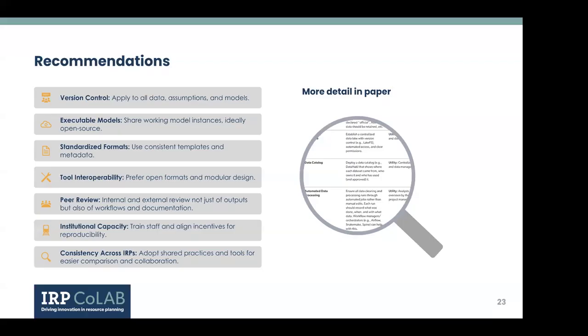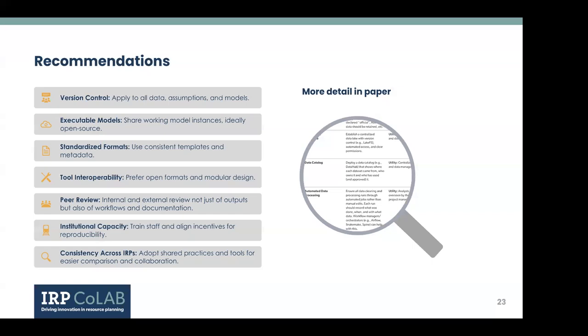Other recommendation, peer review. Of course, peer review happens within IRP processes very extensively, but peer review tends to be a review of the outputs, of the reports that are produced. It is really helpful, and we're seeing that, for instance, in Europe, that peer review internally, first of all, but also when you can externally, of workflows and of documentation really helps, because it provides an incentive for the teams who are doing the modeling to make sure not just that they produce an output that people can read, but also that their documentation stands up to scrutiny and that their workflow is explainable.